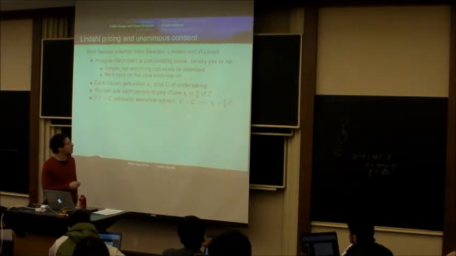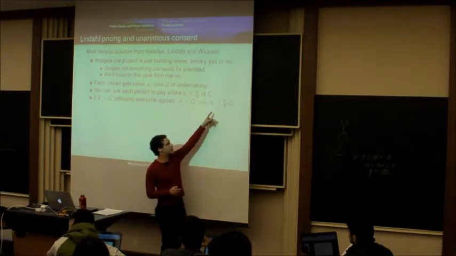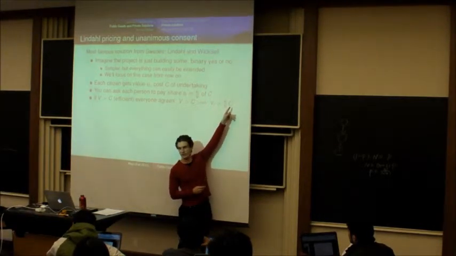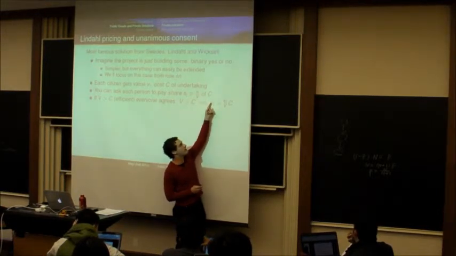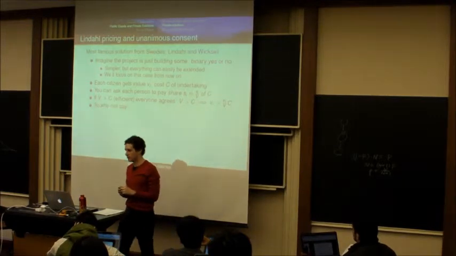Why is that? Well, if V is greater than C, then V_i is going to be greater than V_i over V times C, right? Because you can just cancel the V_i's, and this is the same as 1 being greater than C over V, which is exactly what you want.